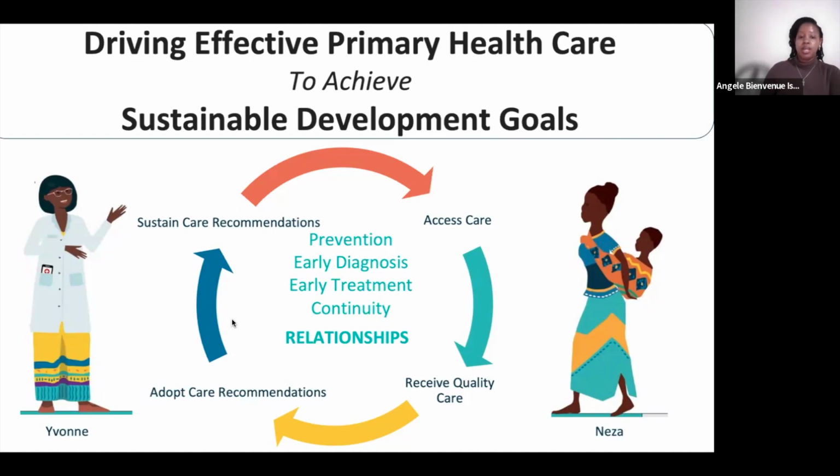A community member like Neza on the right hand needs to access care. She needs to receive quality care from the care provider who inspires her to adopt care. Also, she needs to remain continually engaged in care. So what is needed for this relationship to be sustainable is that we need to build a strong relationship between Neza and Yvonne on my right hand, who is a healthcare provider, so that this cycle of treatment continues. Next slide, please.